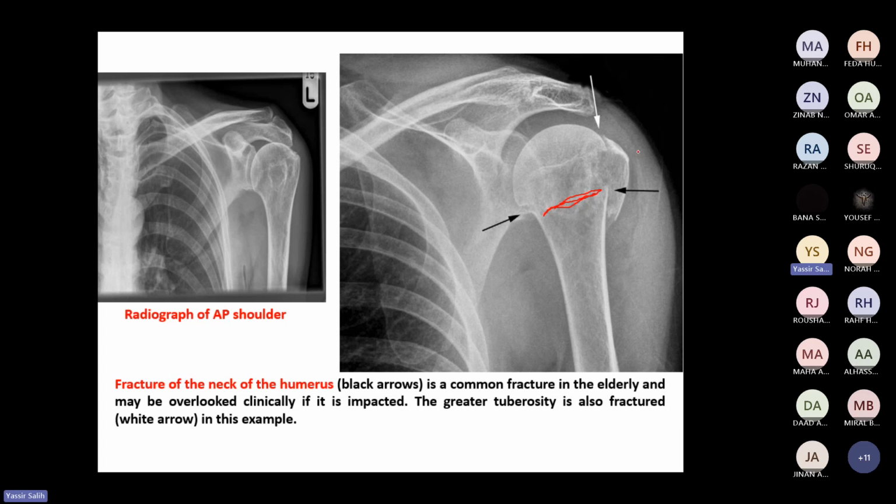Although here, of course, there is a fracture in the greater tuberosity. This is the greater tuberosity and this is the lesser tuberosity. There is a fracture in the greater tuberosity.